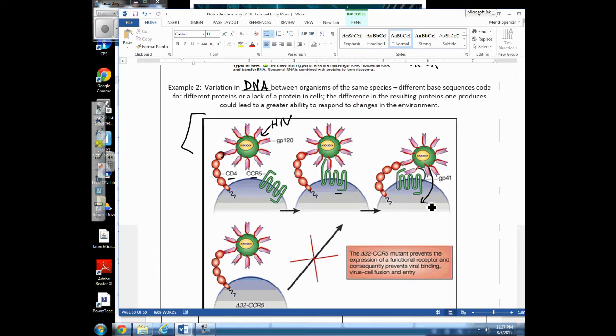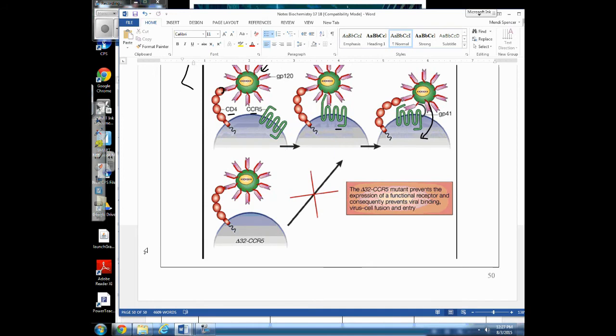Some individuals that have variation in their DNA do not produce this second protein. And that's what this bottom diagram is showing you. So here's a person's cell, and you can see that they're missing the second protein. So the HIV virus is not able to bind to these 2 receptors and get inside of a person's cell. So this is an example where variation leads to robustness, which is the greater chance of survival if there's a change in the environment.